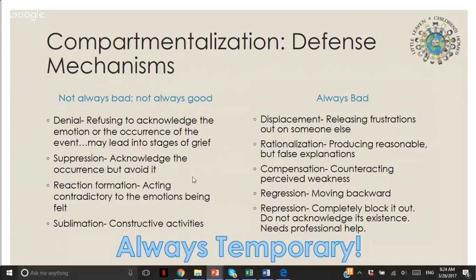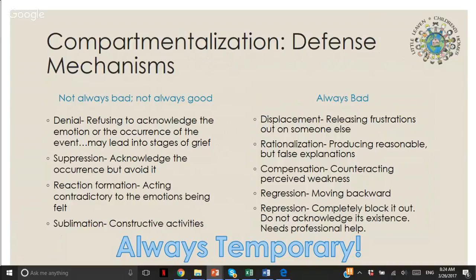Now we move over to the always bad column. Displacement is the first one. That one is really bad. Displacement is when you're upset at what someone did, but then you take it out on somebody else. So you're upset at your husband, and so because you're upset at your husband, you hit your kids. That's displacement, and that's really bad.